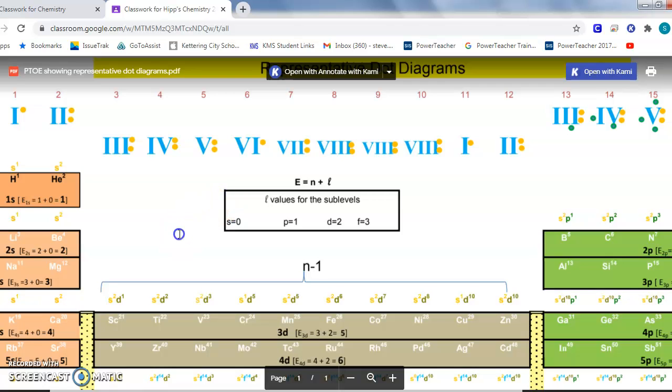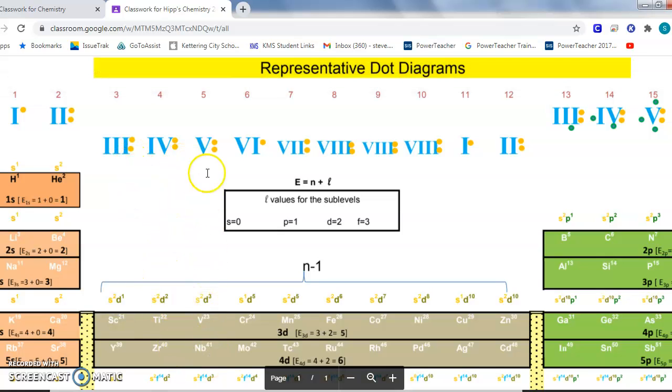So how many electrons do you dot? The answer is, how many do they have in the S? We don't care how many are in the D. This one has 2 in the S. This column here generally has 2 in the S. They get 2 dots. These guys have 2 in the S. They get 2 dots. These guys have 2 in the S. They get 2 dots. Chromium has 1 in the S.